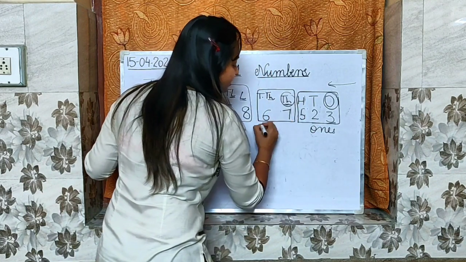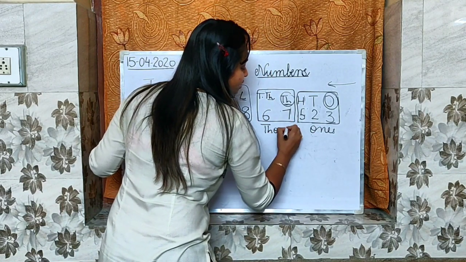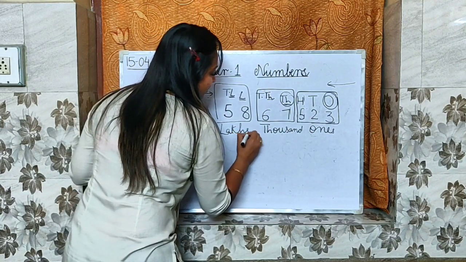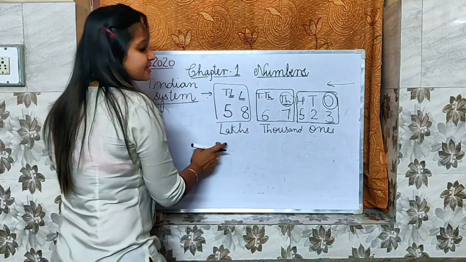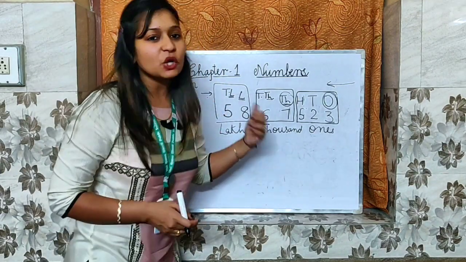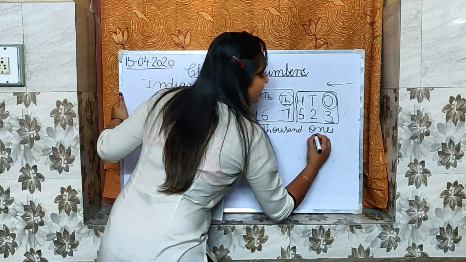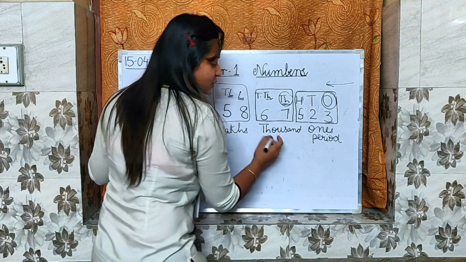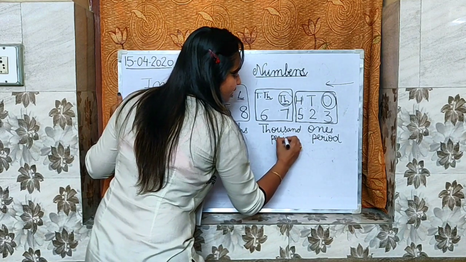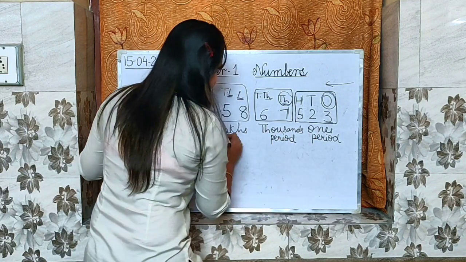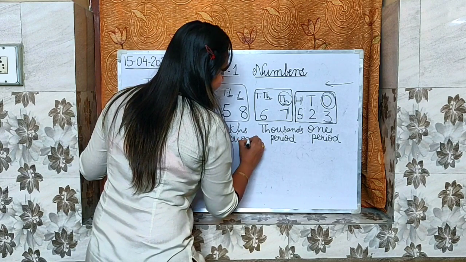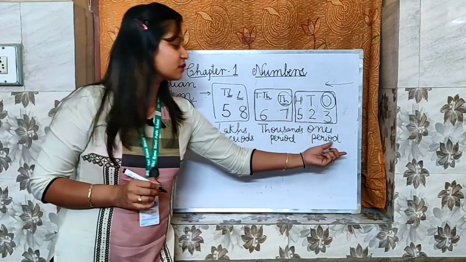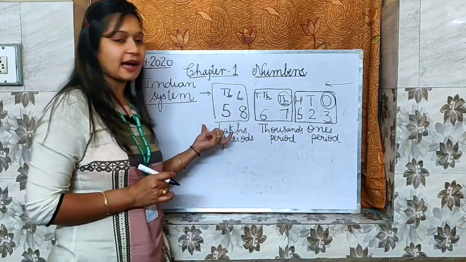Here 1000 is sitting first, so 1000 is the group leader. And here lakh is sitting first, so lakhs is the group leader. So ones, thousands, lakhs. But in maths we will not write group leaders. We will call them ones period. The name of this group we have kept ones period, the name of this group thousands period, the name of this group lakhs period. So we have given three places, three groups: ones period, thousands period, lakhs period.